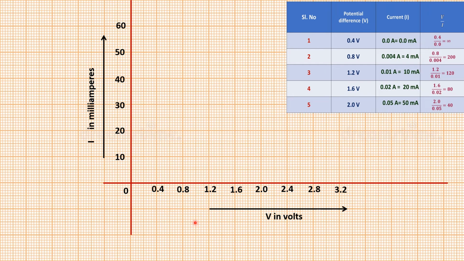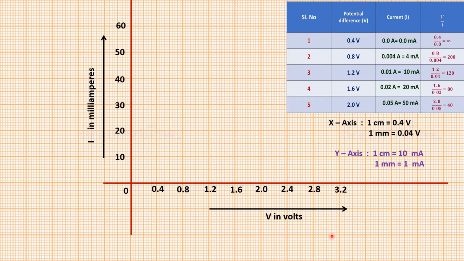Okay, so here I am showing the scale. On the x-axis, 1 centimeter, that is from here to here, I have taken as 0.4 volts, otherwise 1 millimeter is 0.04 volts. And on the y-axis, the scale is 1 centimeter equal to 10 milliamperes. That means 1 millimeter equal to 1 milliampere.